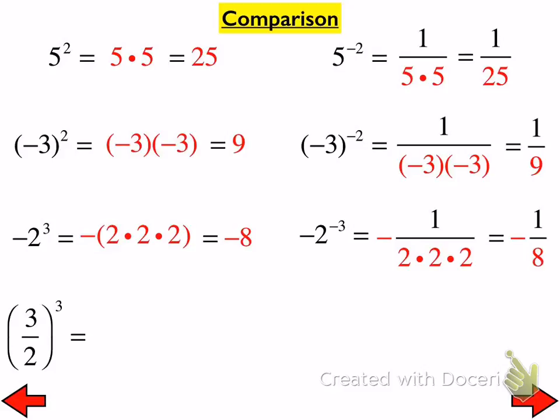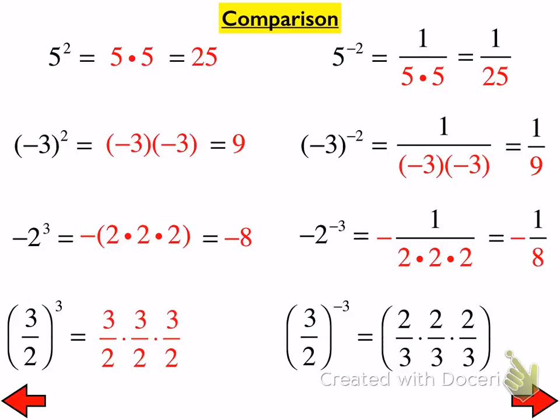As a fraction, watch how we deal with this fraction. If I have 3/2 to a positive exponent compared to a negative exponent, notice I found the reciprocal. Now I found the reciprocal of each one, but down here in the fraction you have to make sure that they're flipped. It's the reciprocal, okay?